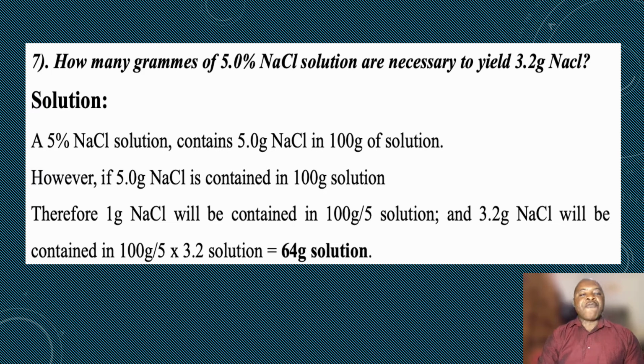100 divided by 5, you will have 20 for 1 gram. That is, 1 gram of sodium chloride will be contained in 20 gram of solution. Then in 3.2 gram sodium chloride we do what? Times 3.2. So 20 times 3.2 is what? Our answer will be 64 gram of solution. Simple.